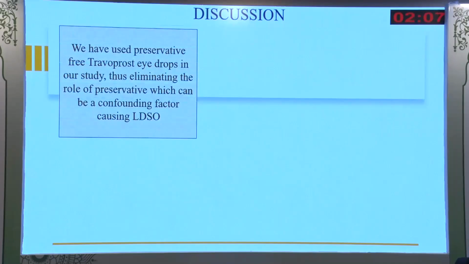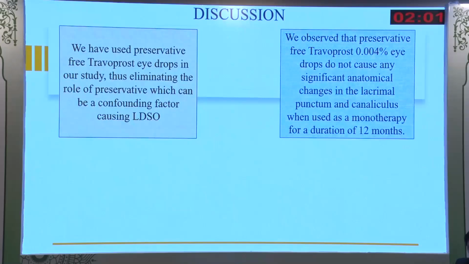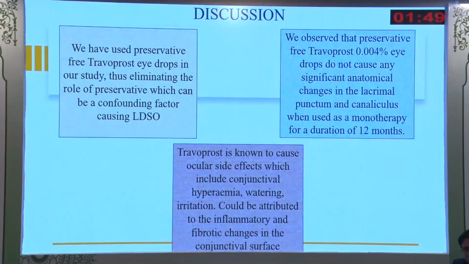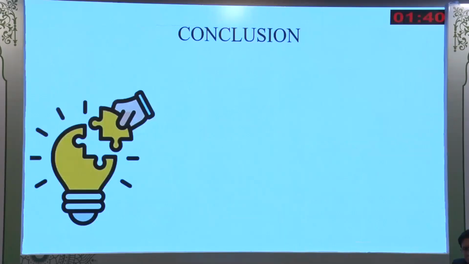We have used preservative-free eye drops in our study, thus eliminating the role of any preservative, which can be a confounding factor. And we saw that Travoprost 0.004% eye drops do not cause any significant anatomical changes in the lacrimal punctum and canaliculus when used as a monotherapy for a duration of 12 months. Travoprost is known to cause ocular side effects like conjunctival hyperemia, watering, and irritation, which could be attributed to the inflammatory and fibrotic changes in the conjunctival surface.